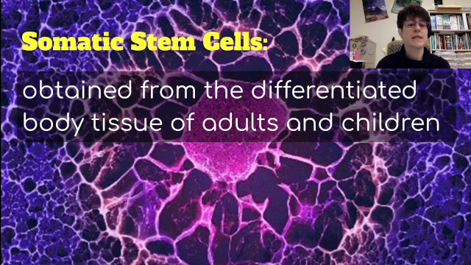We can also obtain stem cells that are somatic. Somatic stem cells are obtained from the differentiated body tissue of adults and children. You actually have many stem cells throughout your body, and probably one that you would be most familiar with is in your bone marrow. You have stem cells that give rise to your blood cells.